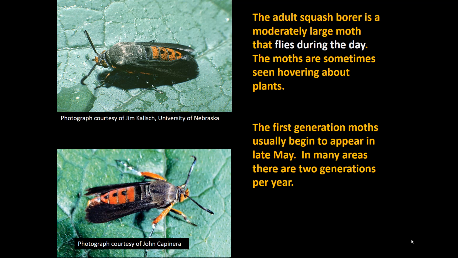The adult of this insect is a striking moth, a very pretty, fairly large moth, and it flies during the day. This is also a clear wing borer in that family, like the currant borer I showed you. They have one generation in most areas, and it usually appears in late May into June. It's usually over by the end of June. There may be two generations in some areas, but mostly it is a one generation species. And if we can get past that first generation, we're in pretty good shape.